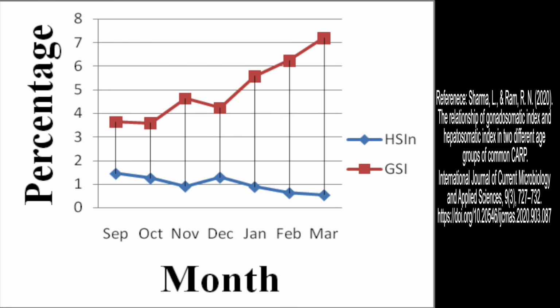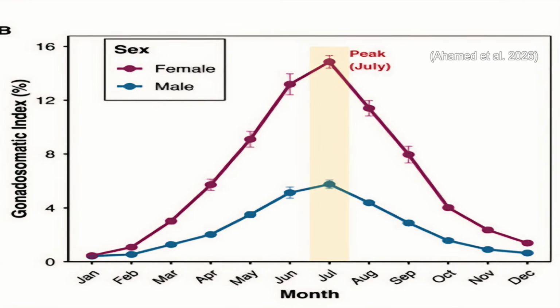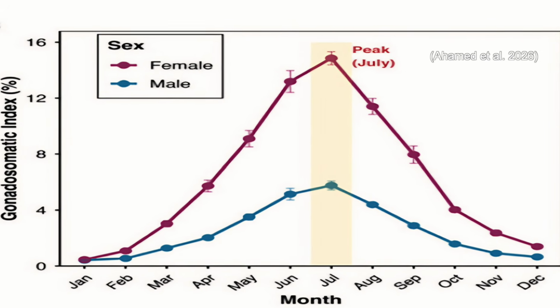In our study, the fish were collected during July and they were found to be in the ripe stage. This explains why we observe relatively high GSI values. Similar seasonal reproductive patterns have also been reported in other studies on cypriniforms, where July corresponds to the peak breeding period.